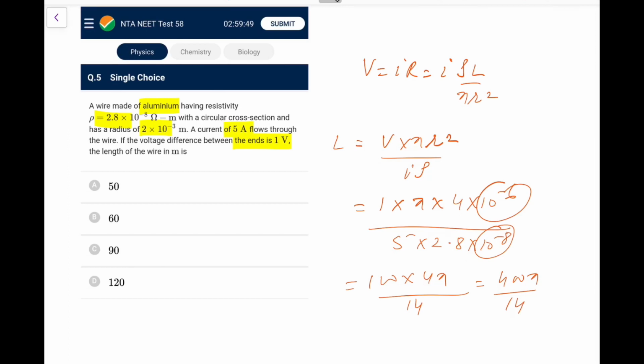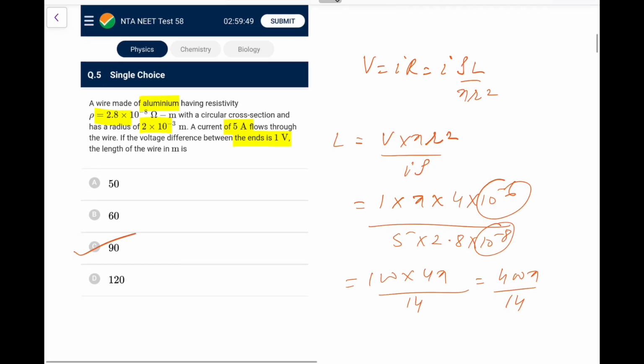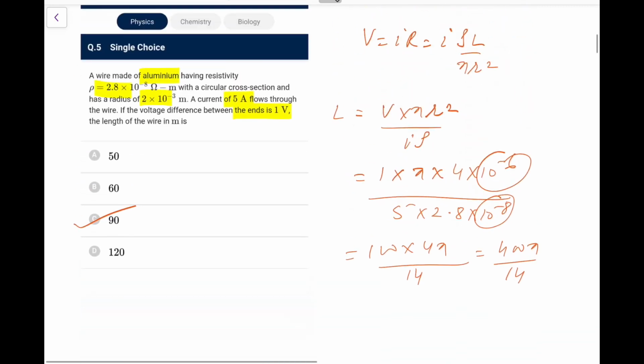14 9 is 126, so it would be closer to 9, so it would be 90. That should be the option I should go for. So this was question number 5.